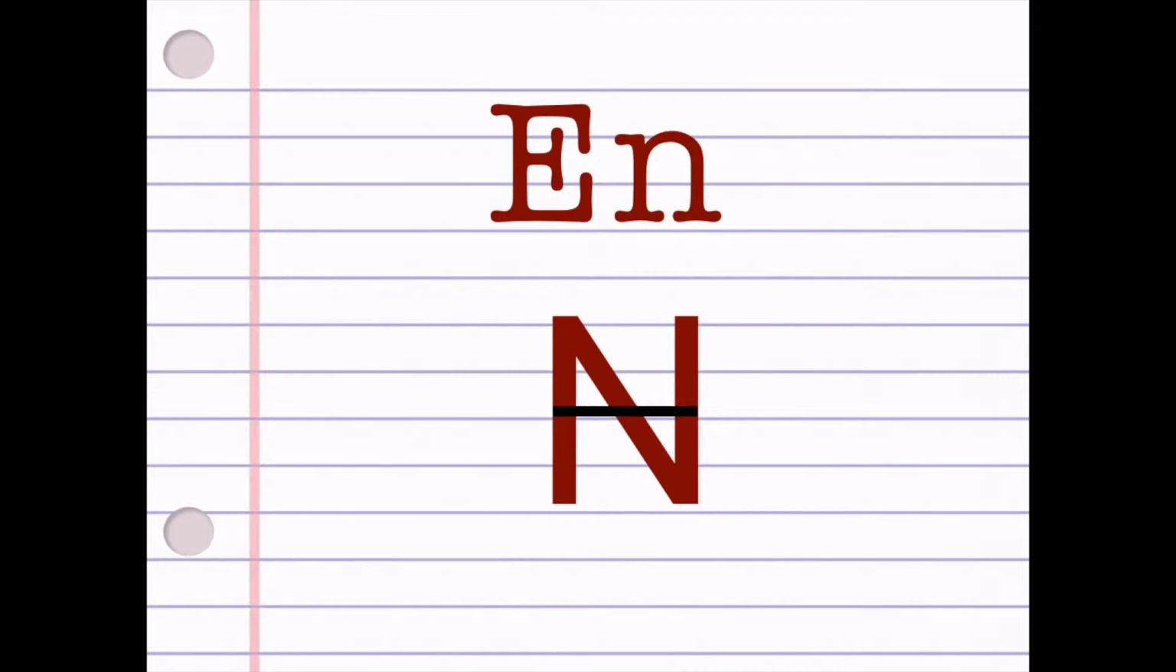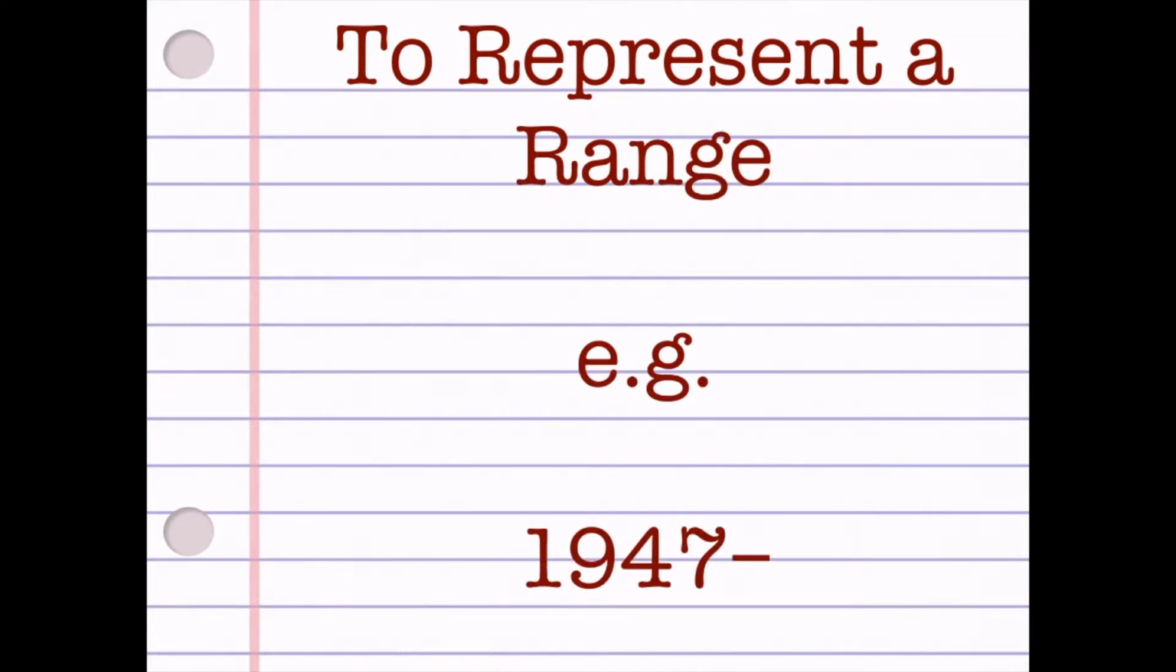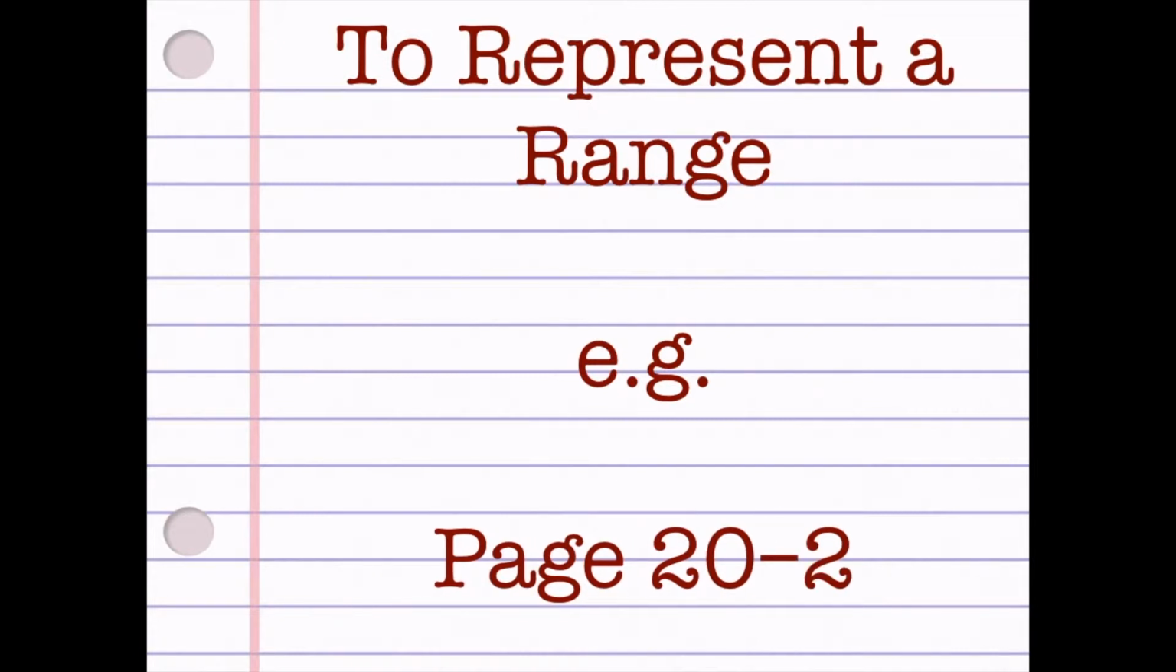Now let's talk about its first function, to represent a range, for example, from 1947 to 2016. Other examples include, the meeting will be from June 3rd to the 5th, and please read pages 20 to 21.